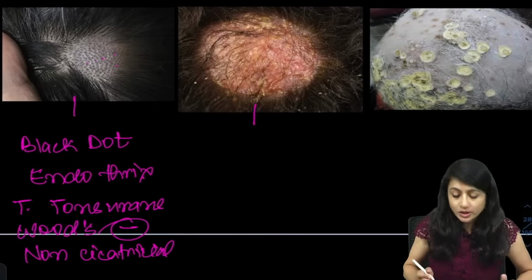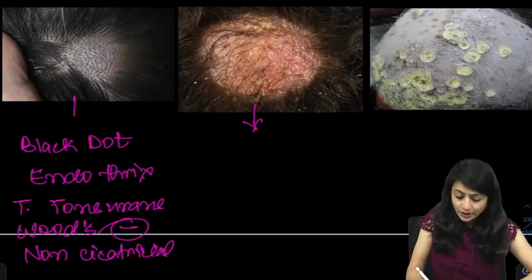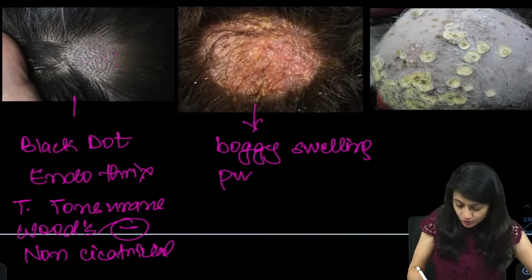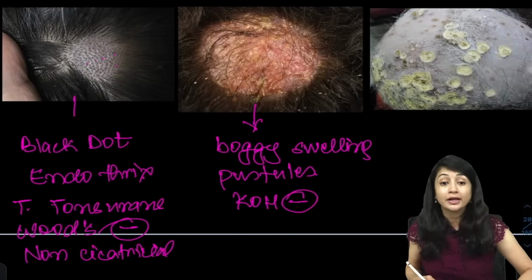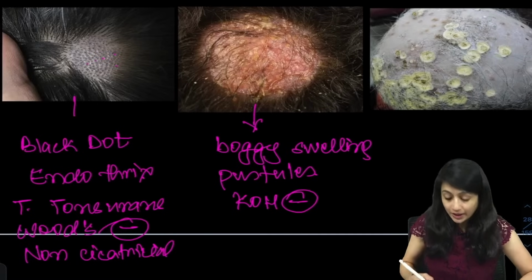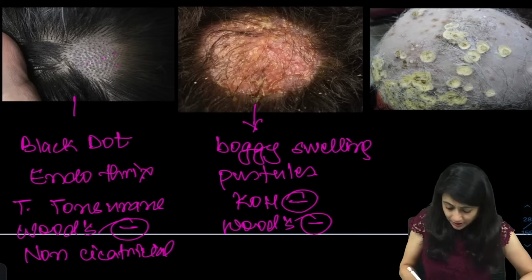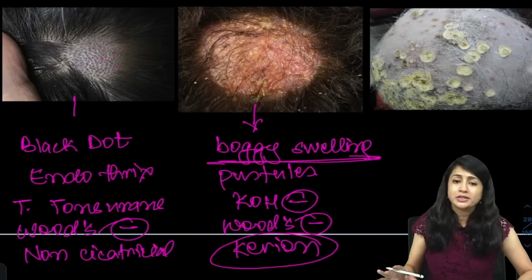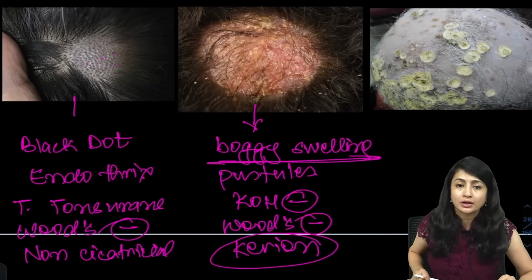So what is this image of? The typical history here that you would get is boggy swelling. Boggy swelling with hair loss, with pustules, and mostly KOH negative. This is KOH negative. Wood's lamp negative. Yes. Kerion is the answer here. So, presence of boggy swelling on the scalp. Anything given, boggy swelling is typically used for kerion. So, please mark kerion here.